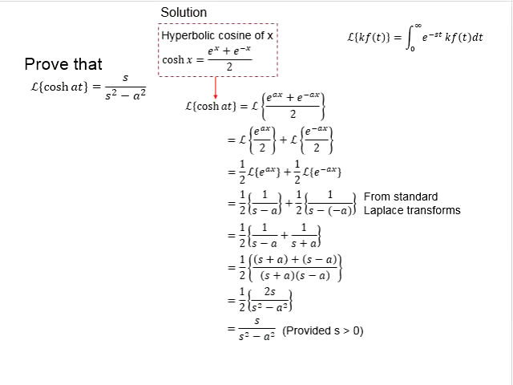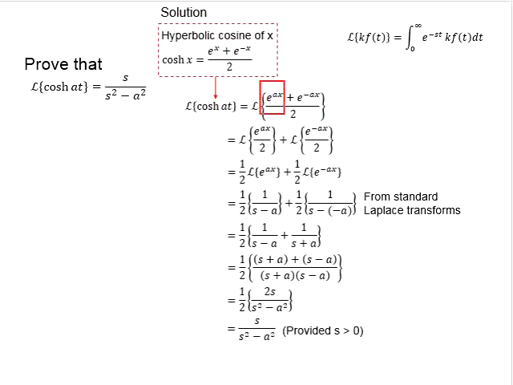This example asks us to prove that the Laplace transform of hyperbolic cosine is equal to this. Again, this can be obtained from the table of formulas for the Laplace transform. However, the question asks you to prove the outcome. Based on the formula, you know that the hyperbolic cosine of x can be written in this manner. Substitute this into the function, you will get this.